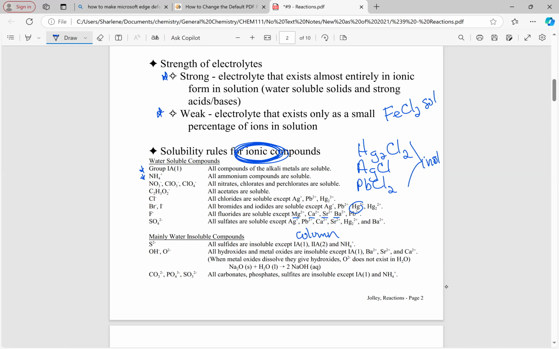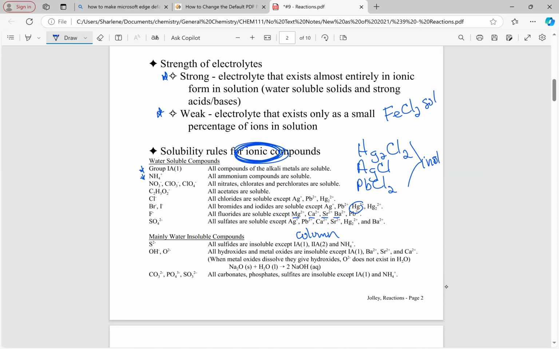So all sulfides are insoluble, except all hydroxides and metal oxides are insoluble, except column 1, barium, strontium, and the calcium ions. And then I make a note. When metal oxides dissolve, they give hydroxides. So for instance, sodium oxide, when you put that in water, really what you made is sodium hydroxide. So they're kind of like two sides of the same coin.